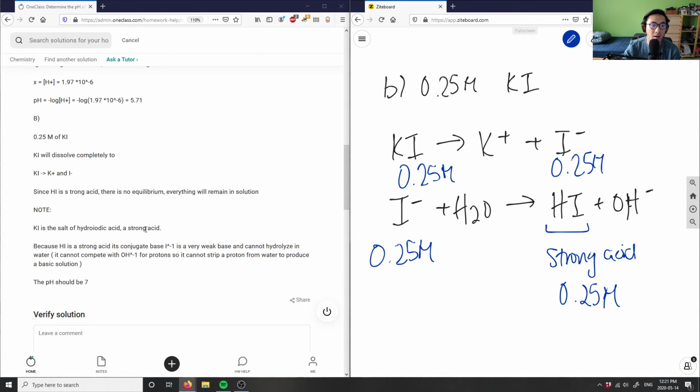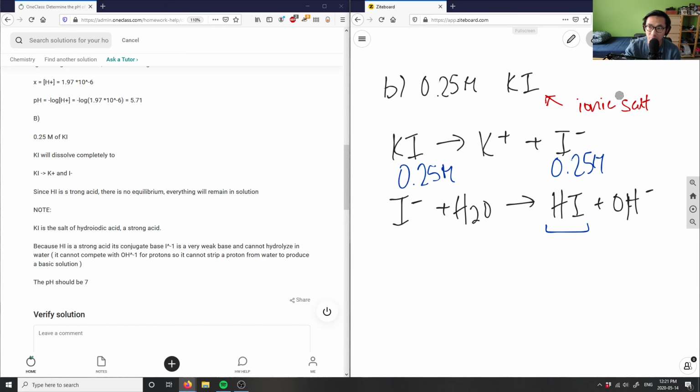So again, KI here is dissolving into I minus, and then I minus reacts with the water here. So KI here is actually a salt, right? This guy here is a salt. It's an ionic salt produced by a strong base and a strong acid. And let me write down an equation here. Let me erase this here because we actually don't have to do any math here. This is just some side work.